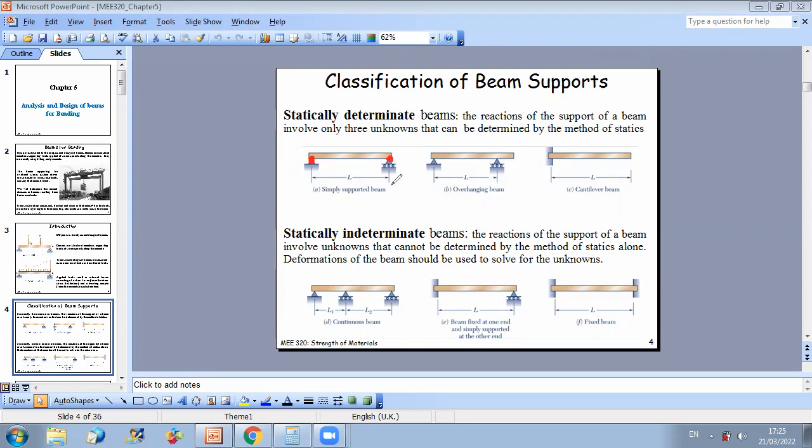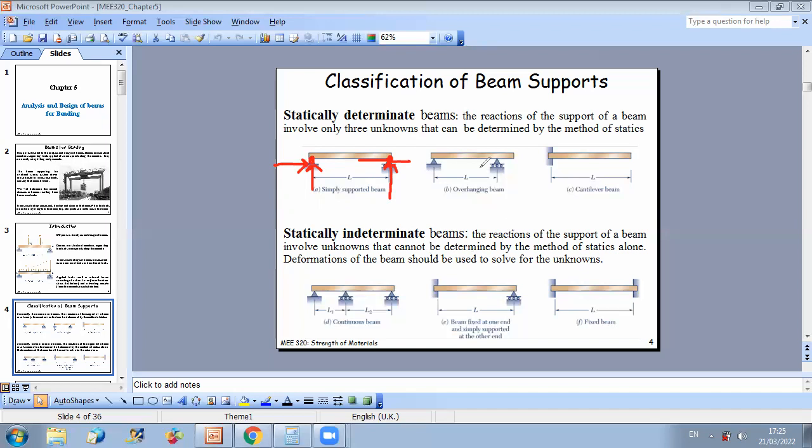Now the roller can only develop a reaction perpendicular to contact with the beam. So this is the contact line with the beam. The roller can just develop a reaction that is perpendicular to this contact, from the roller towards the beam. And the combination of both, using both pin and roller, can ensure static equilibrium of a beam.